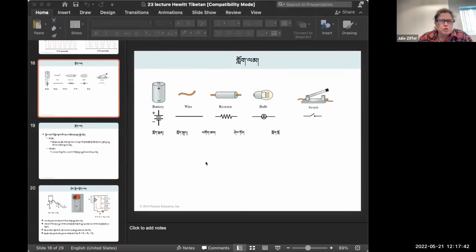Okay, good. So what are the two ways that you can set up a circuit? There are two common ways that you can do it. What are they?